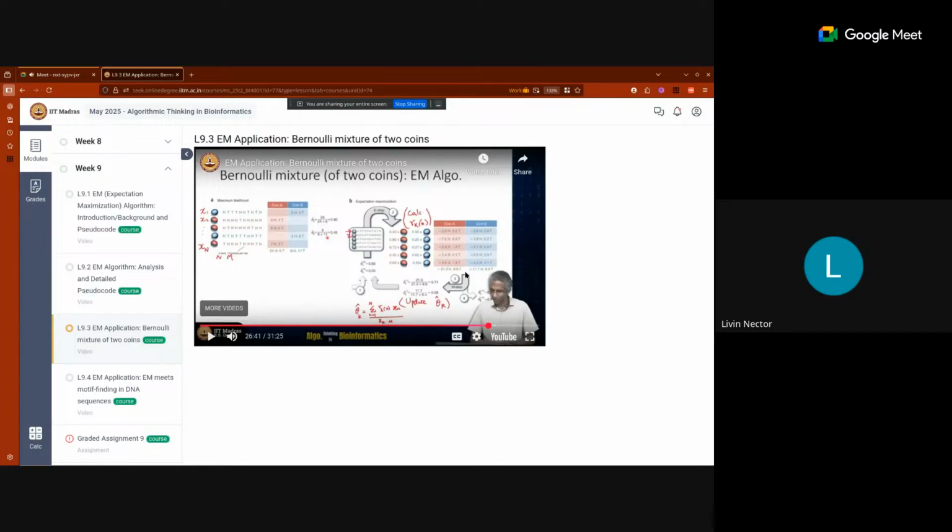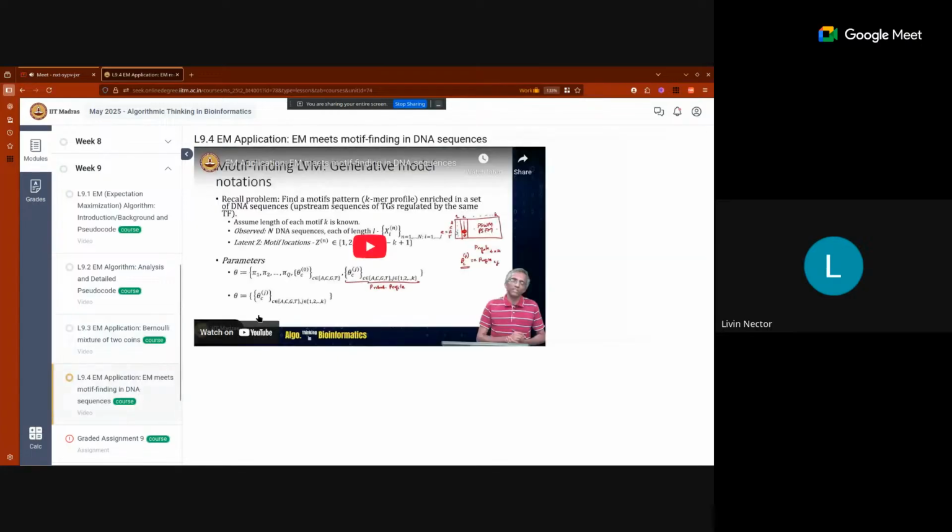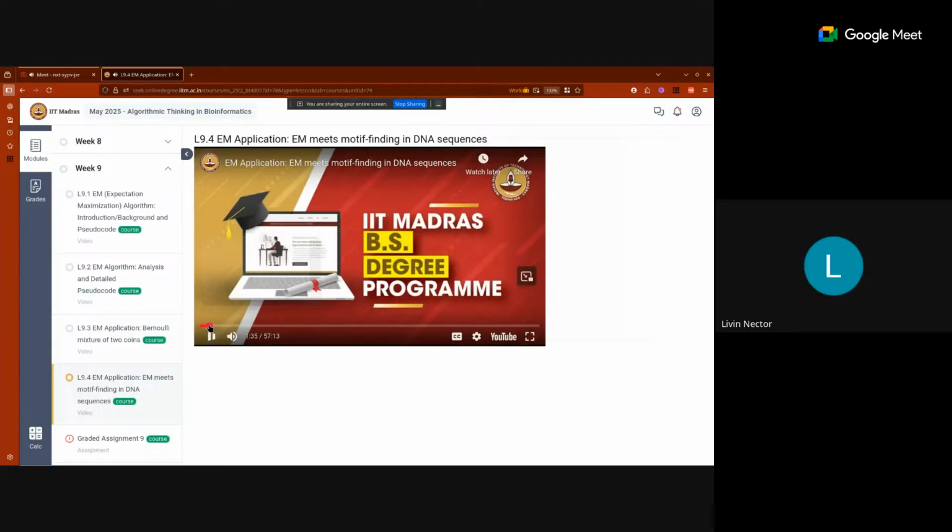So if we know the responsibilities, we can easily fit the model. But if we don't know, we estimate the responsibilities, then update the parameters, and then re-estimate the responsibilities, and this cycle goes on. And that's how it works. We do an application here for this motif finding problem. Let's see how this problem is.